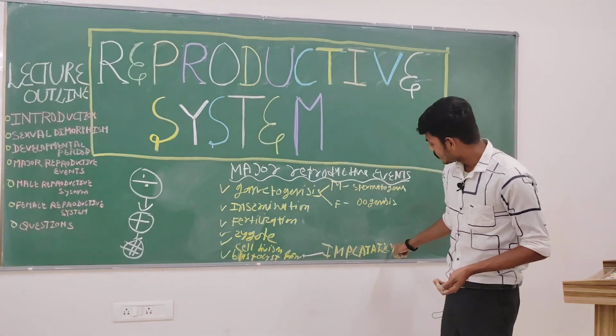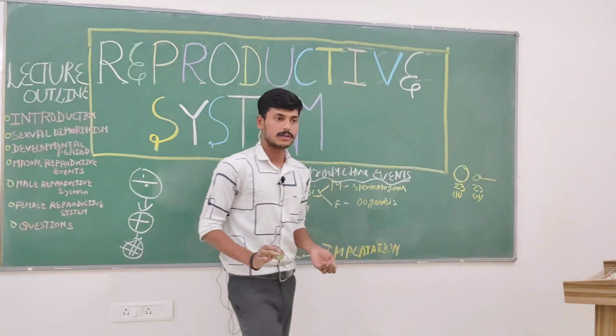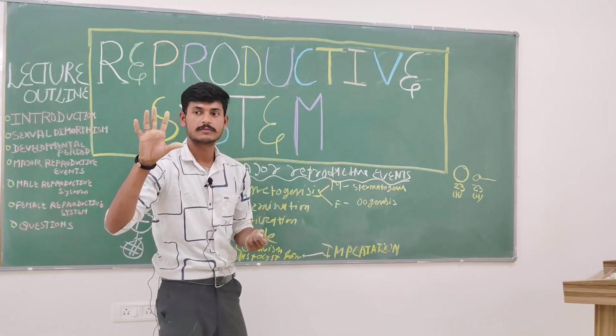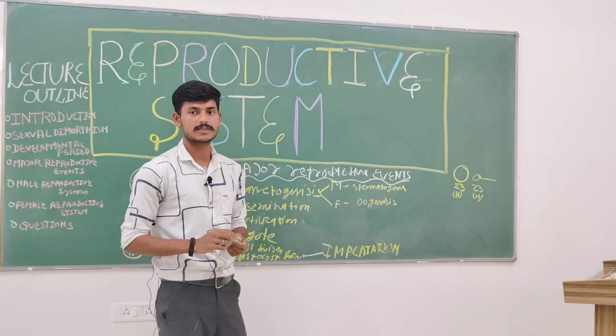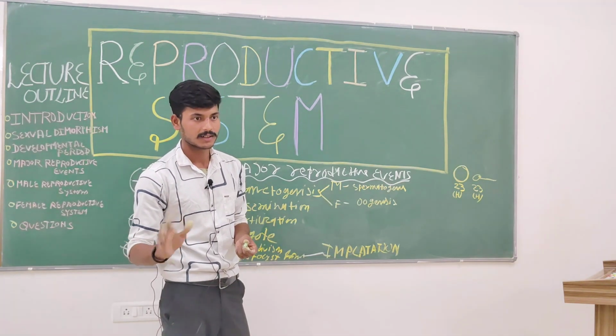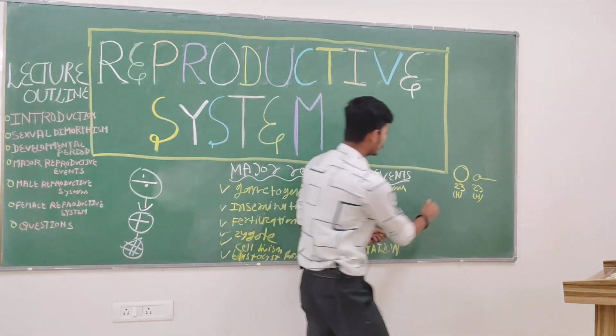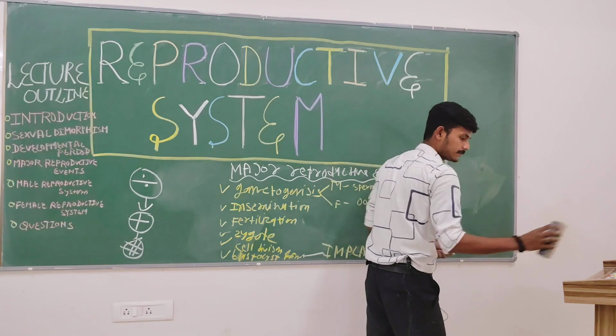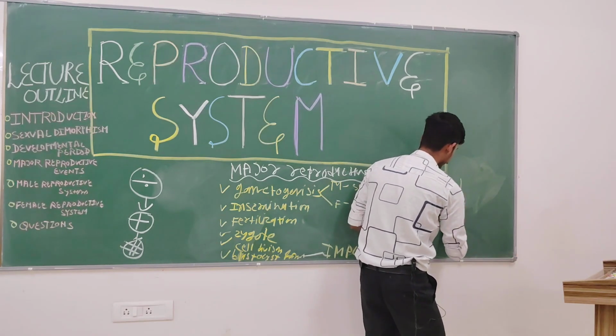Now, once they get implanted, where? In the female, which layer of the uterus? The endometrium, the innermost layer. Let me quickly show you.